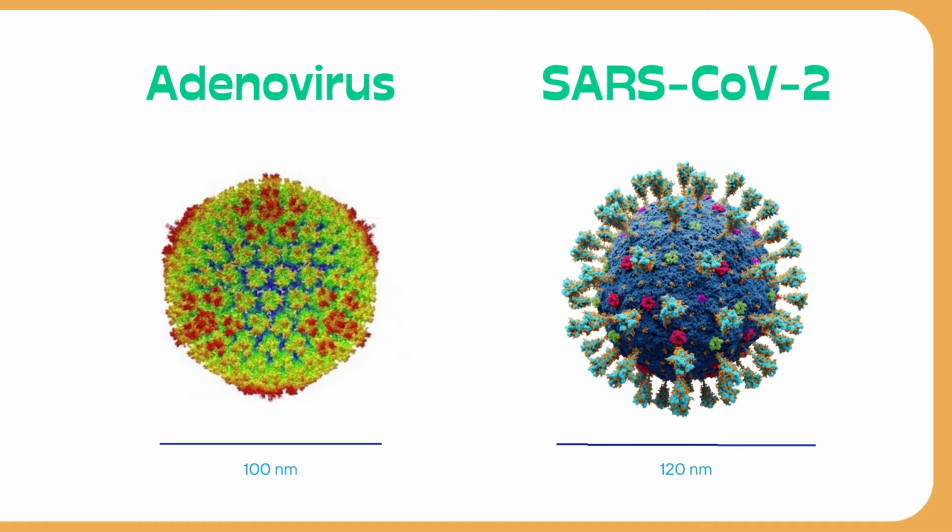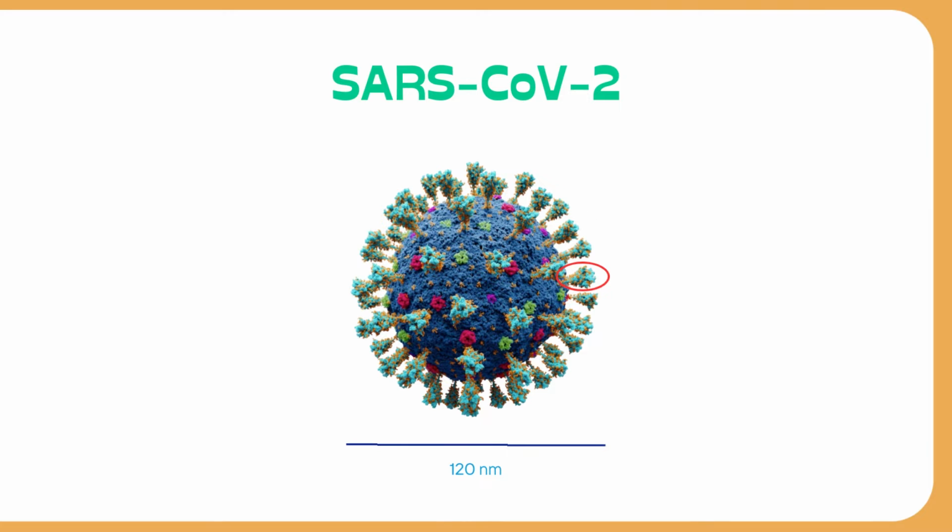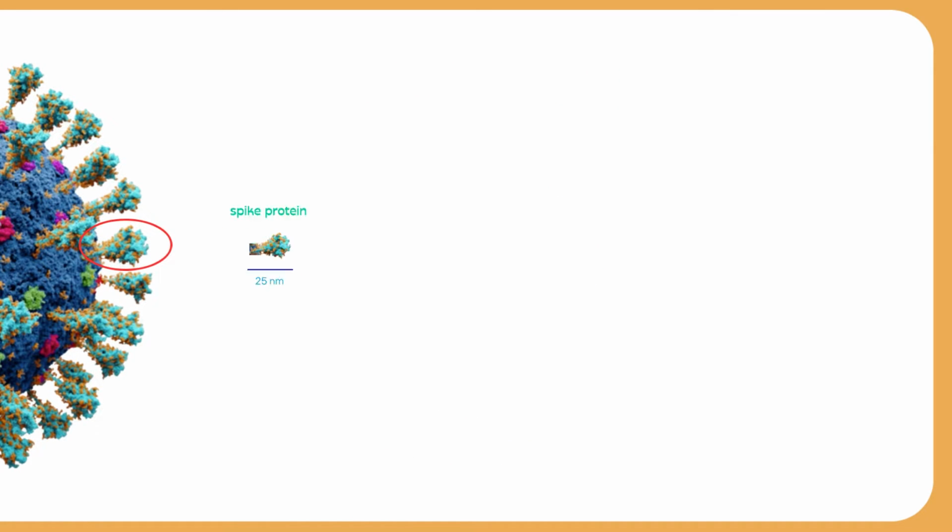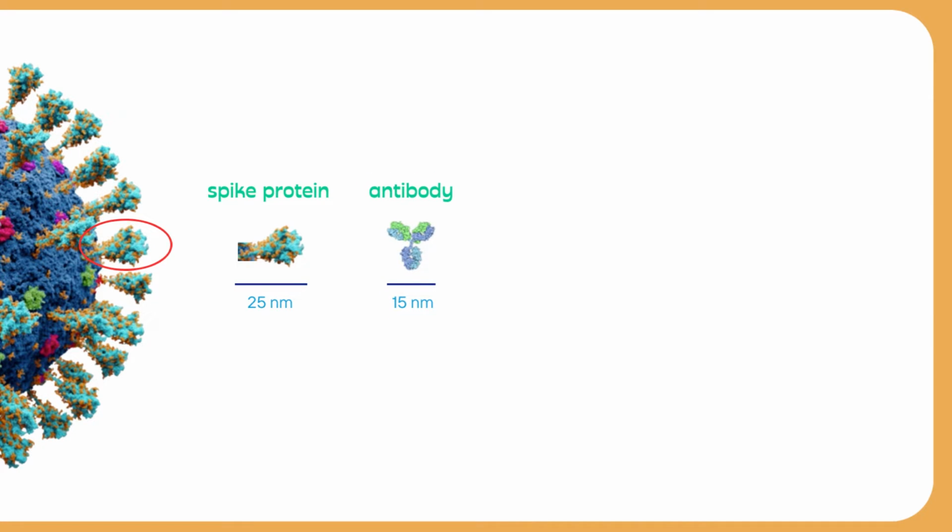Another virus that is similar in size is currently the most famous virus on the planet, the SARS-CoV-2 virus, the one that causes COVID. These protrusions all over the surface of the SARS virus are called spike proteins. They're about 25 nanometers long. A large protein like an antibody is about 15 nanometers across, while an average-sized protein like hemoglobin, the oxygen-carrying protein found in red blood cells, is half the size of an antibody, about 5 nanometers across.